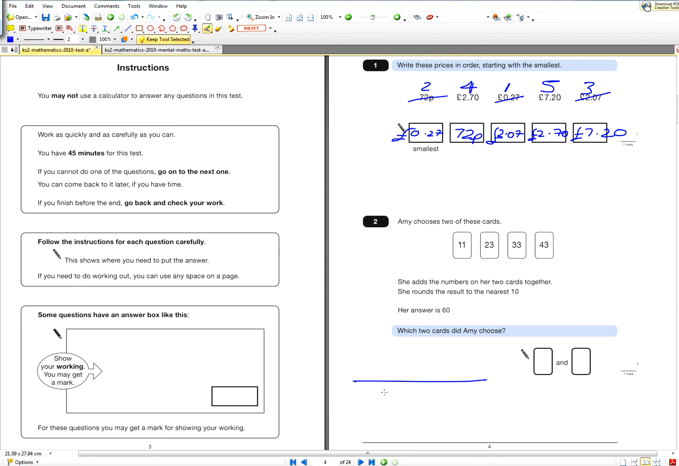To get an answer to the nearest 10 as 60, the number has got to be between 55 and 64, because there's 60 in the middle. If a number is 55 or more, it gets rounded to 60.